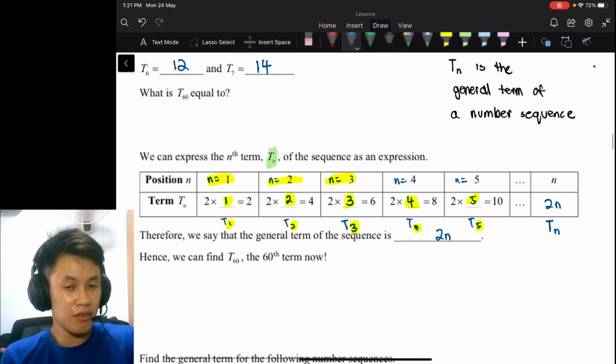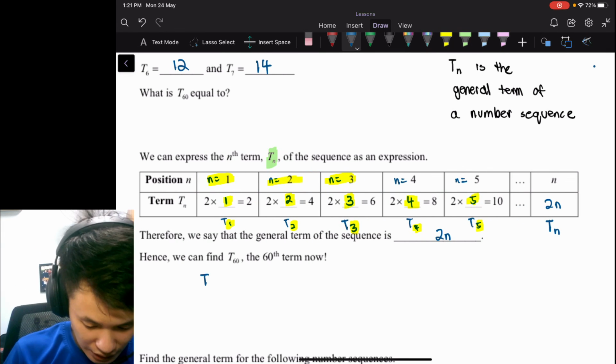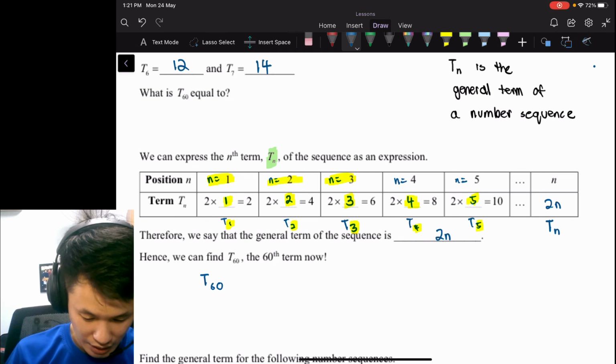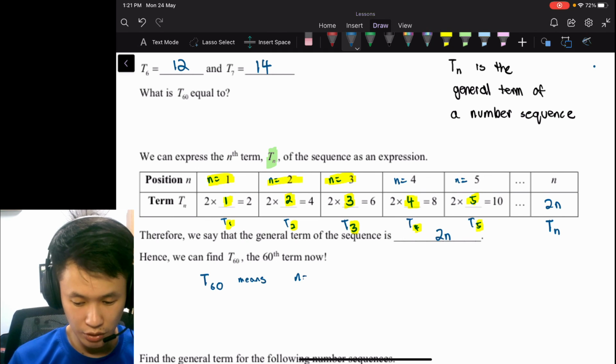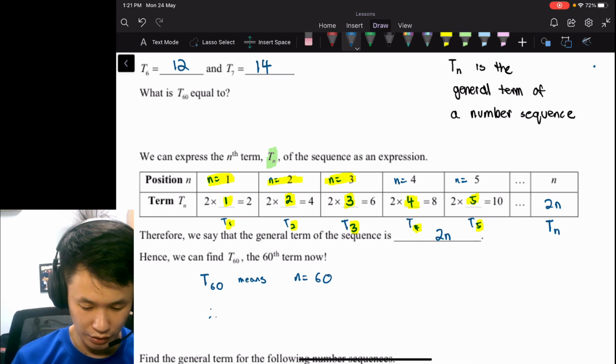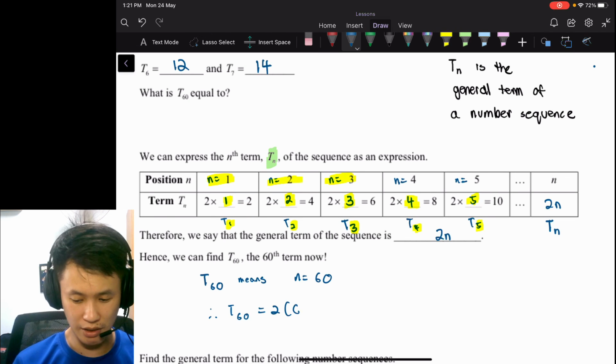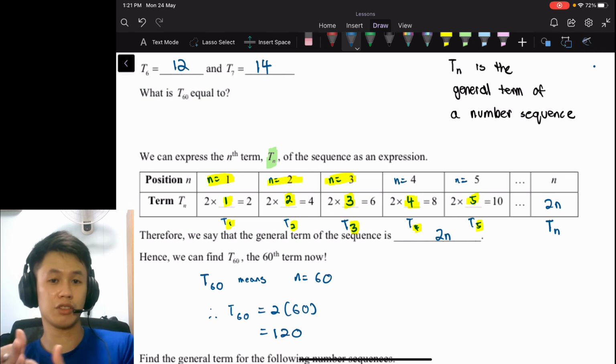So we can actually find T60 now. T60 means n is equal to 60. Therefore, T60 is equal to 2 times 60, which gives you 120. So the 60th term is actually 120.